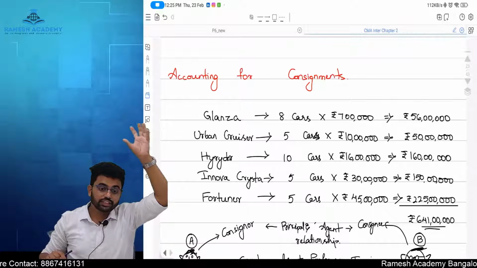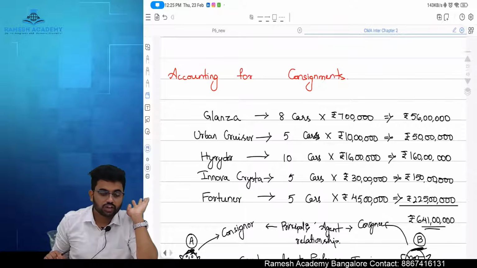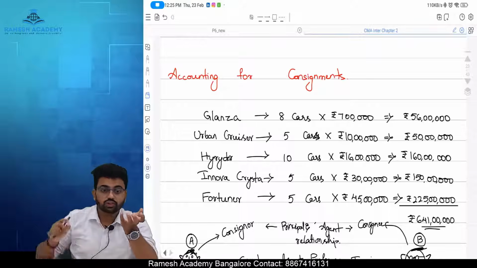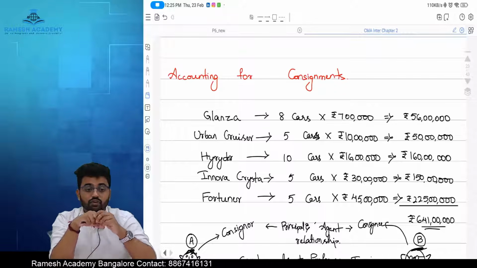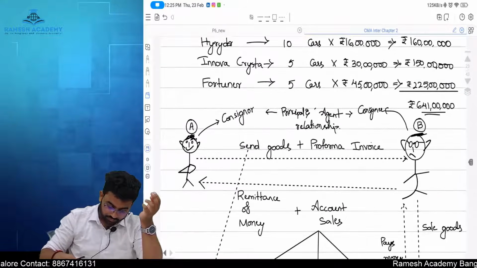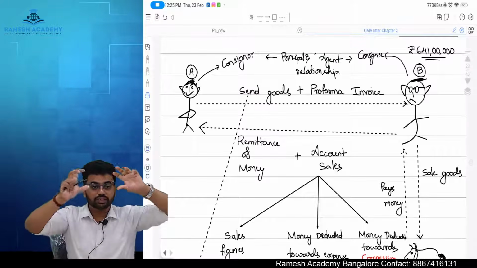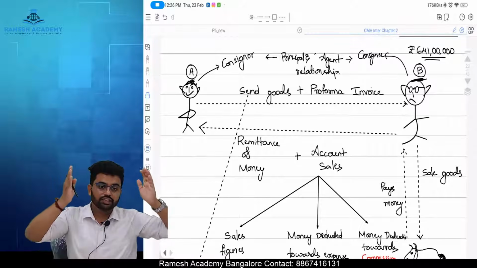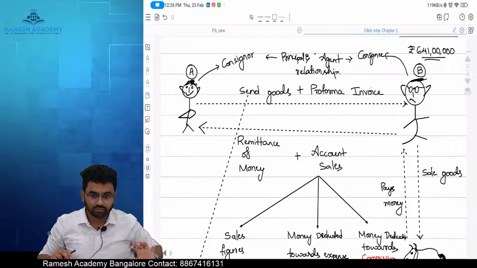The person who sends the goods to the other person is called a consignor, whereas the person who takes the goods from the consignor is called a consignee. The work of the consignee is to sell the goods to customers on behalf of the consignor. The relationship between consignor and consignee is a principal-agent relationship. The consignor will be the principal and the consignee will be the agent. Agent means he is acting for him, he is helping him.